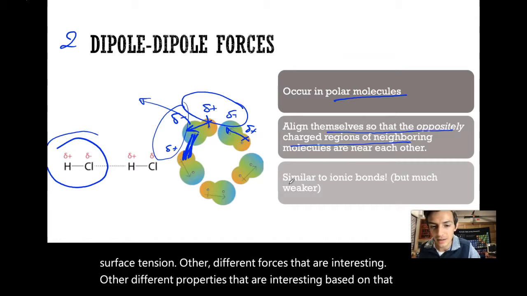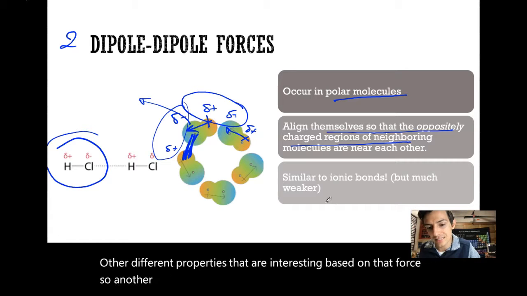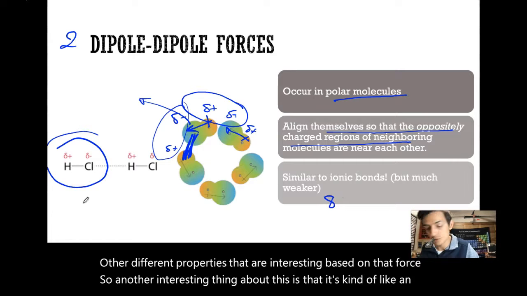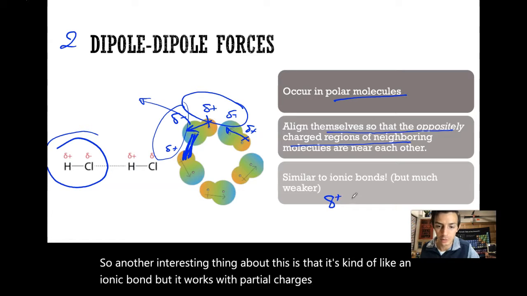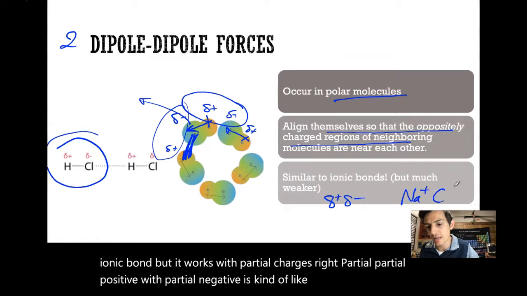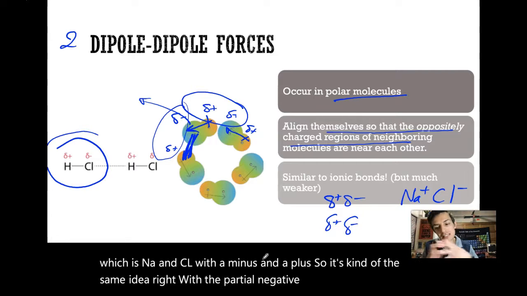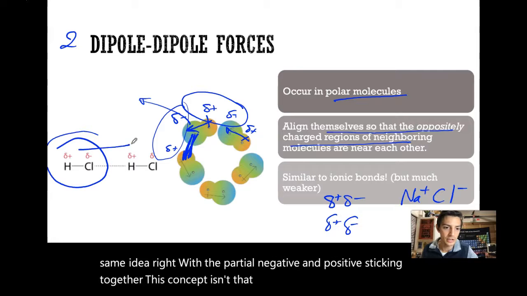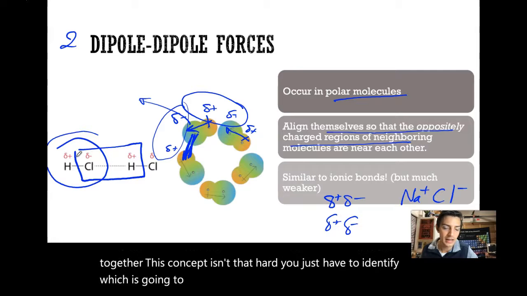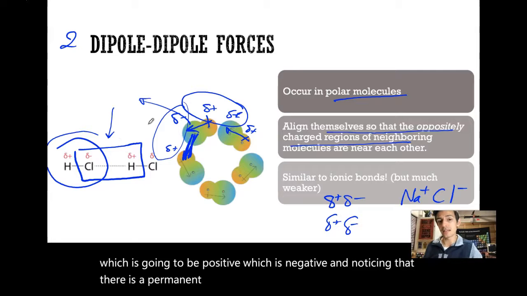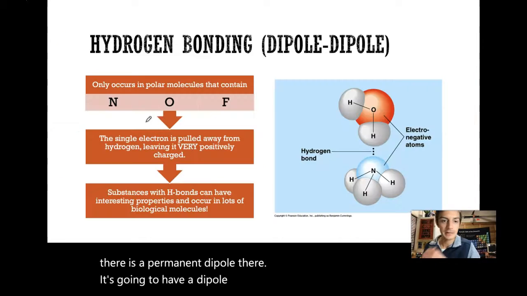Another interesting thing about this is that it's kind of like an ionic bond, but it works with partial charges, right? Partial positive with partial negative. It's kind of like sodium and chloride, Na and Cl, with a plus and a minus. So it's the same idea, with the partial negative and positive sticking together. This concept isn't that hard. You just have to identify which is going to be positive and which negative, and noticing that there is a permanent dipole there, it's going to have a dipole-dipole force effect.